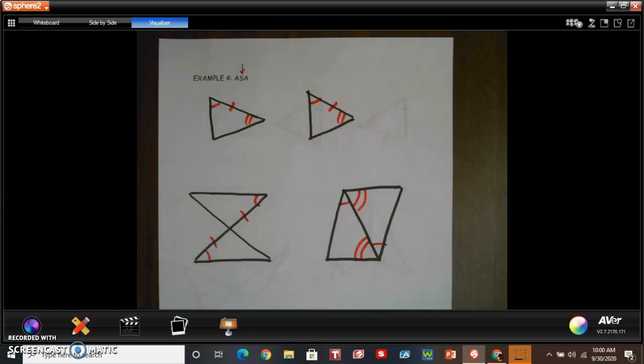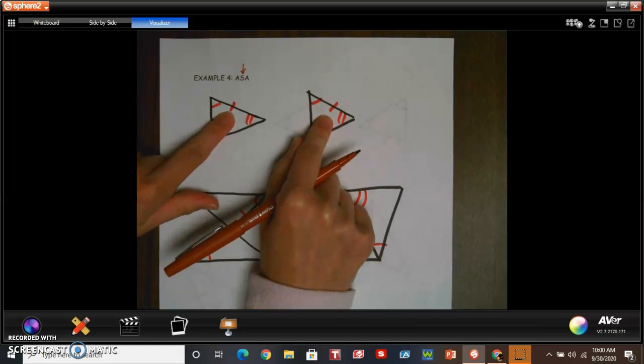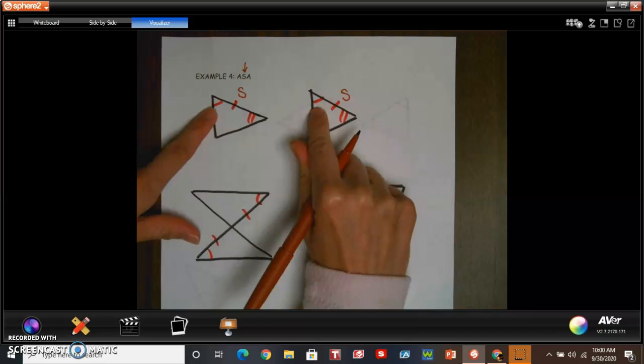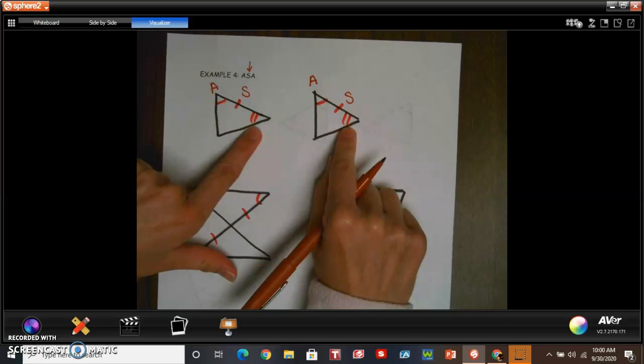Remember that lines, dash marks mean sides, arcs mean angles. So first thing I notice here is that these have both 1 dash mark. So that is our side. Notice how this has 1 arc. That's an angle. Notice how these have 2 arcs.